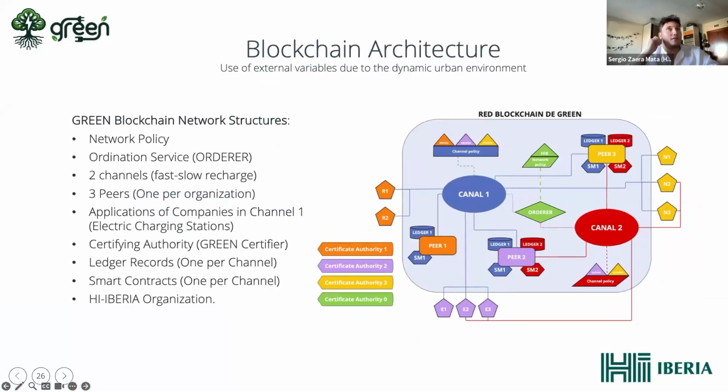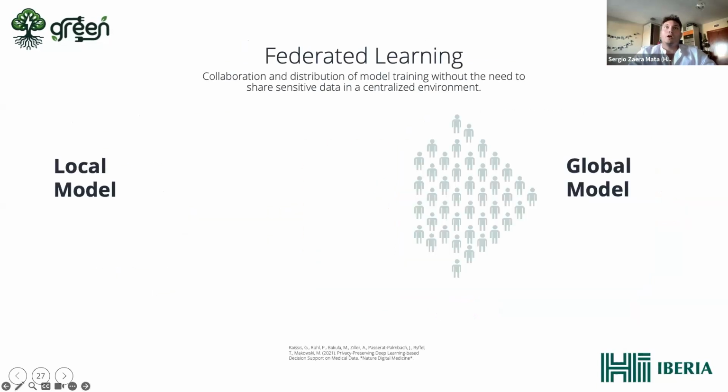Here you can see the blockchain architecture that we use. I'm not going to spend more time here, but you have two channels, one for the fast and one for the slow. We have planned three companies here, and that is the big picture of it all.